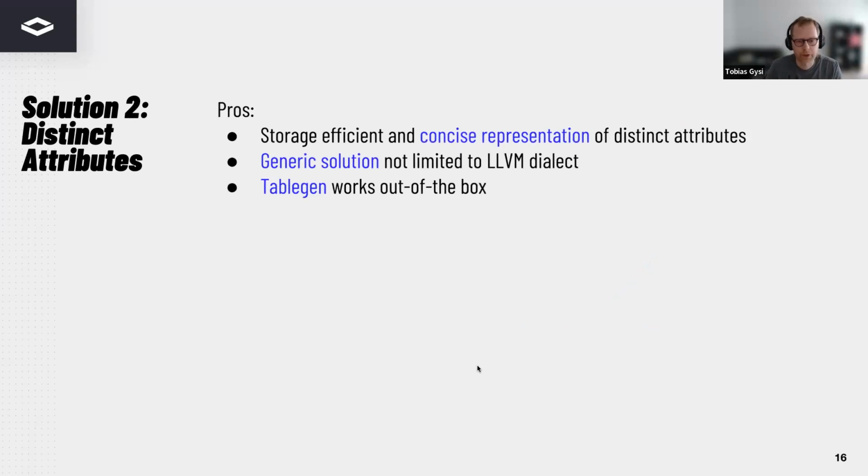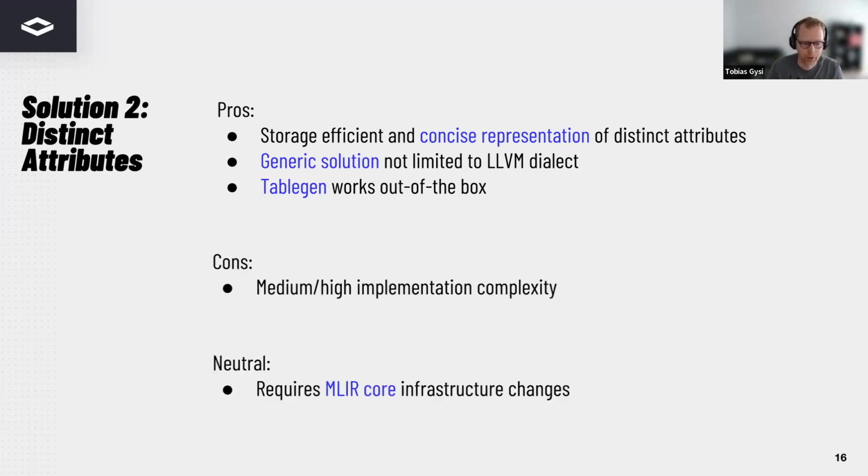So the pros of this solution is that it is storage efficient, because we don't need to store this. Well, I mean, it's a small thing, but we don't need to store an ID and a reference to a sequence. It's also quite a concise representation that does not leak any implementation details. It's also a generic solution that is not necessarily limited to the LLVM dialect, and TableGen works out of the box. I think its disadvantage is mainly that it is more complicated to implement and requires more changes.